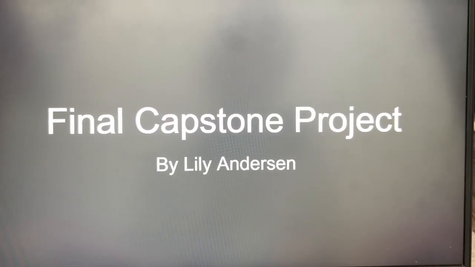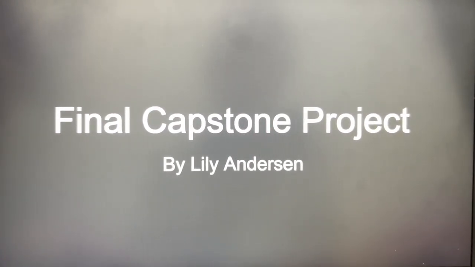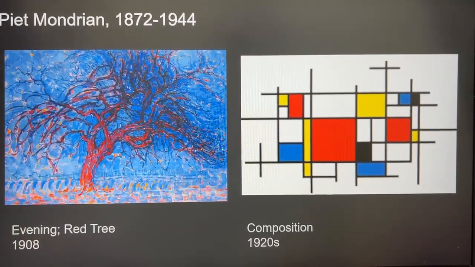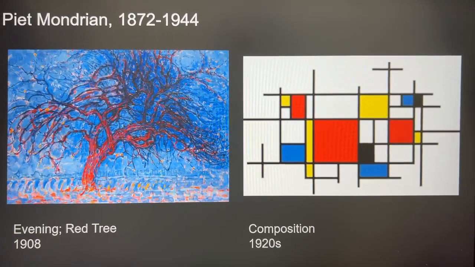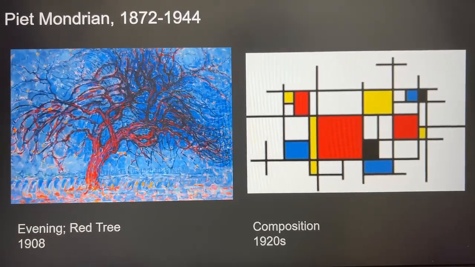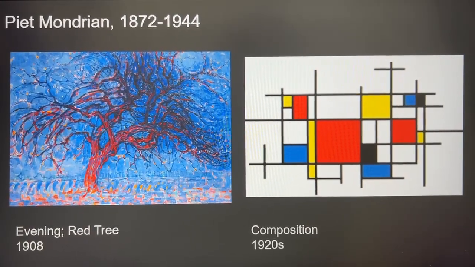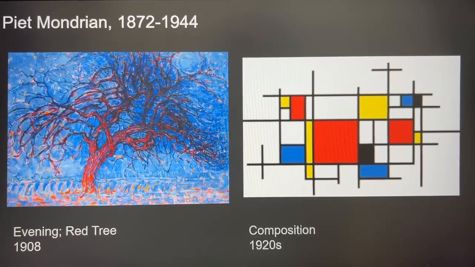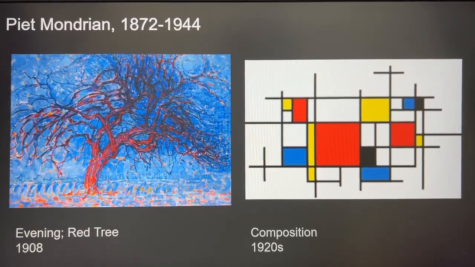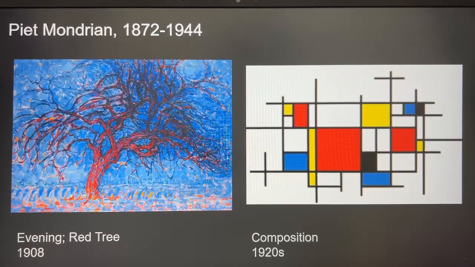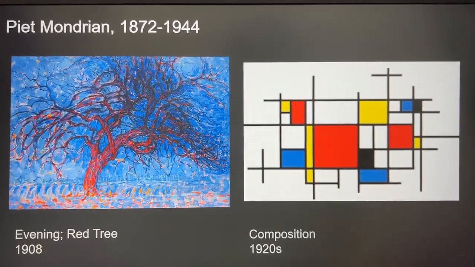Here's my final capstone project. First of all, I did a presentation on Piet Mondrian and studied all of his work and his timeline and all of the paintings he's done. And two that stuck out to me were the Evening Red Tree and his composition studies. And so for my final capstone, I want to do two paintings representing these two different styles from his life.